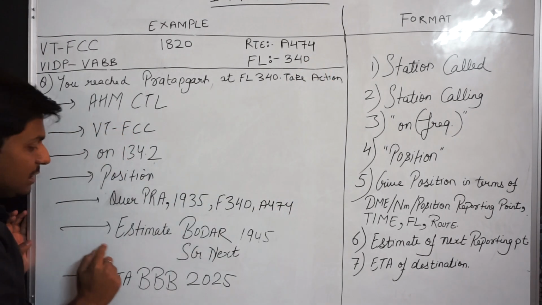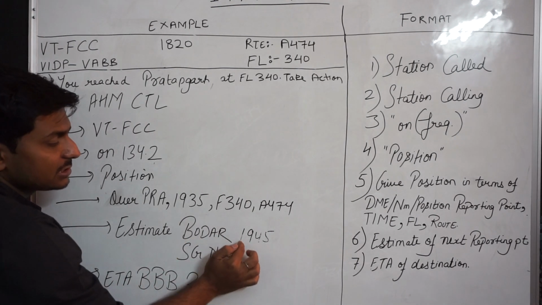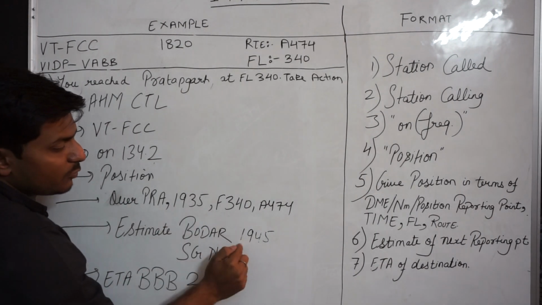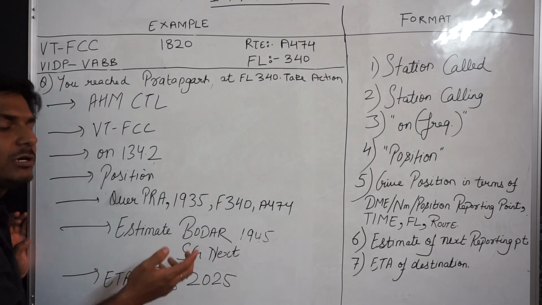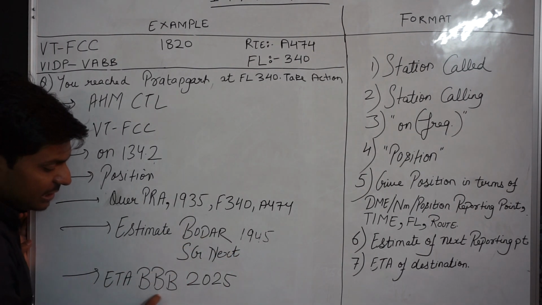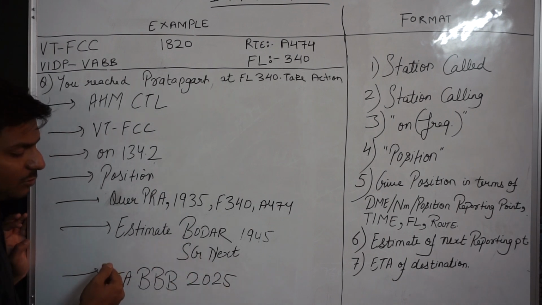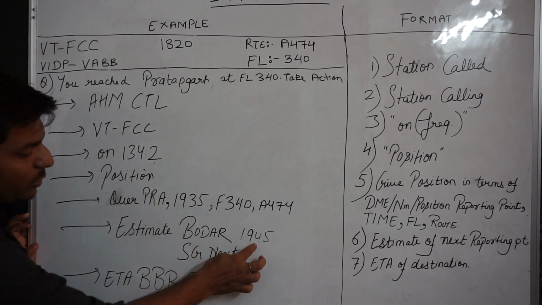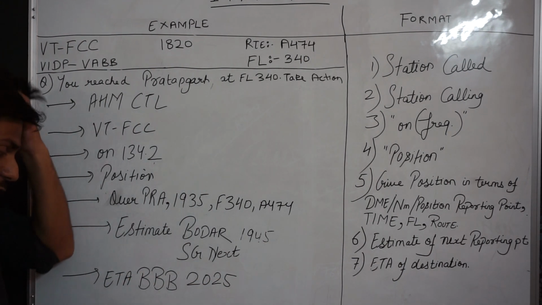and route you have to give is Alpha 474. The estimate is Bodar and Sierra Golf next. I have given estimate of Bodar, which is the next reporting point, and I have added 10 minutes in this. So 1945, and Sierra Golf is after Bodar. I have not given the time, but I have told ATC that Sierra Golf will be my next after Bodar. Then I have given 88 Bravo 2025. This is also hypothetical. This is not a calculated one. I've just added few more minutes to this point. So I wrote Bravo, which is the destination, means Mumbai's VOR code.